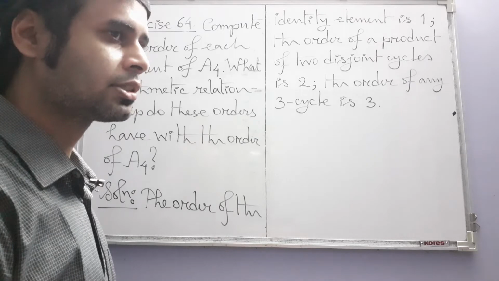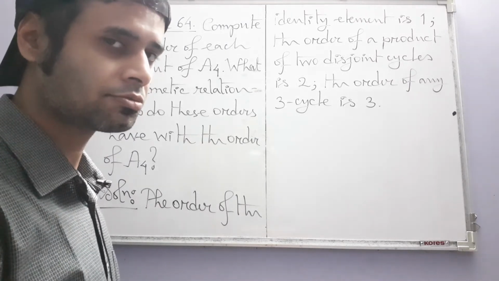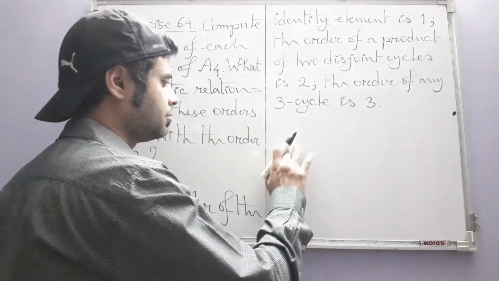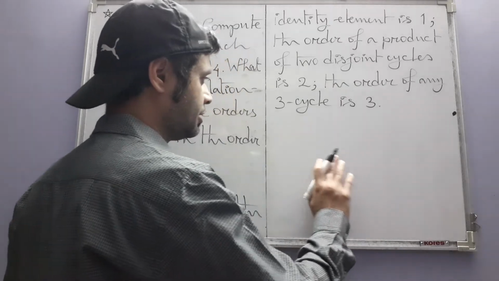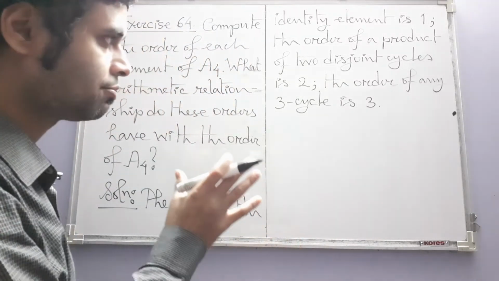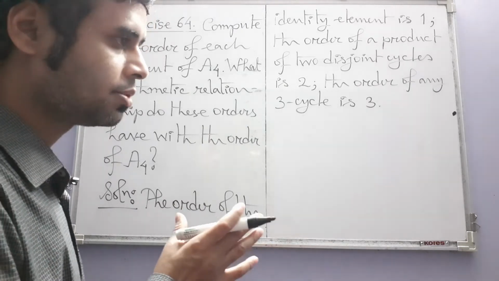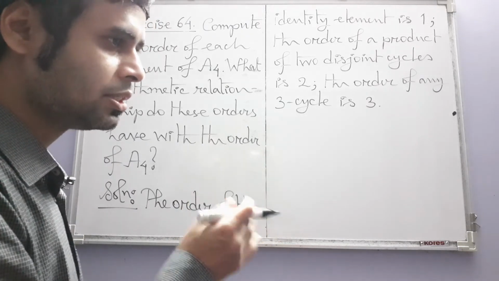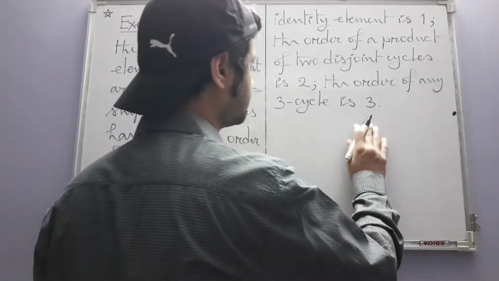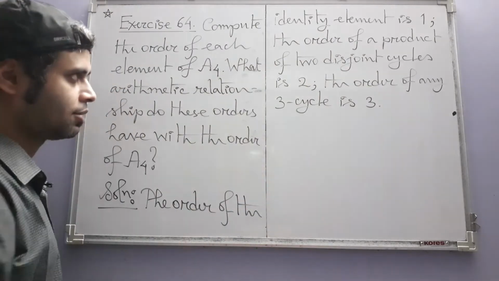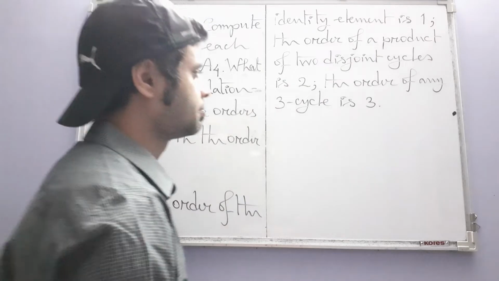What about a 4 cycle? Of course, there will be several 4 cycles, but any 4 cycle, although it's an element of S4, is not an element of A4 because a 4 cycle is not an even permutation. Why is that so? That is because the length is 4, which is even, so the permutation is odd. So we have in fact now found all the possible orders: 1, 2 and 3.